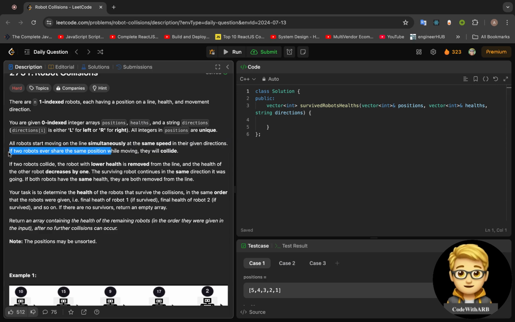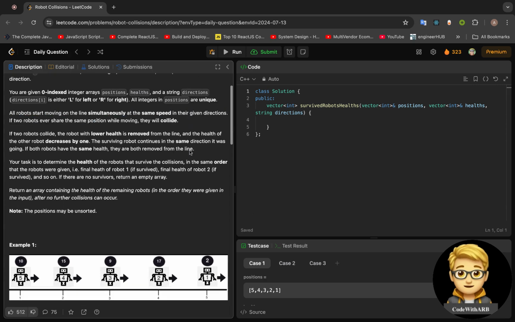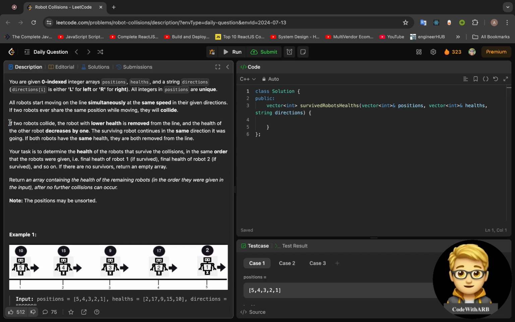If two robots ever share the same position while moving, they will collide. If two robots collide, the robot with the lower health is removed from the line and the health of the other robot decreases by 1. The surviving robot continues in the same direction it was going. If both robots have the same health, they are both removed from the line. Your task is to determine the health of the robots that survived the collisions, in the same order that the robots were given. Return an empty array if there are no survivors.